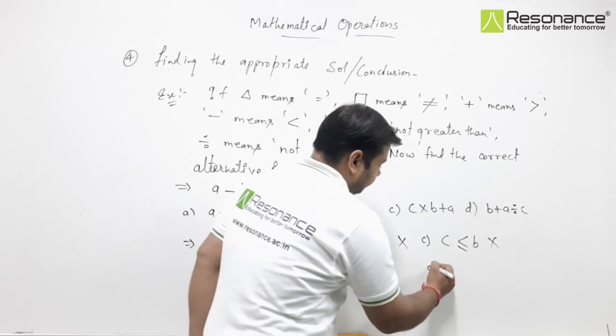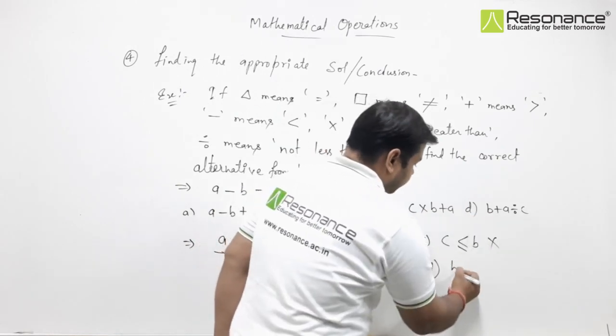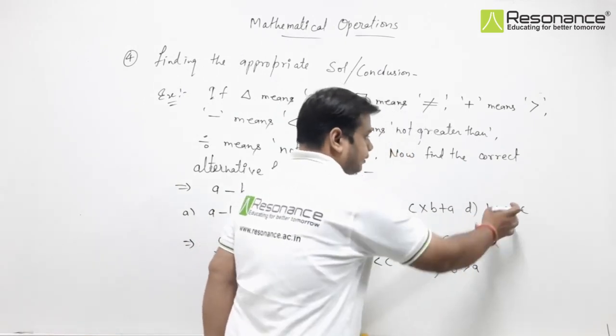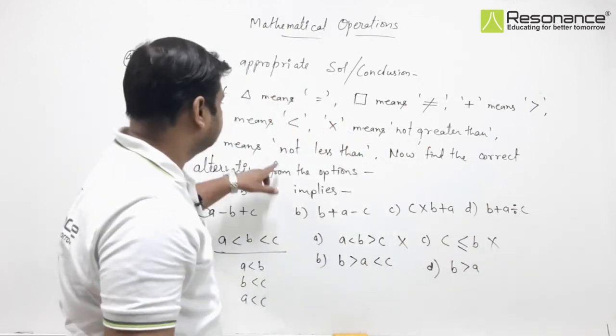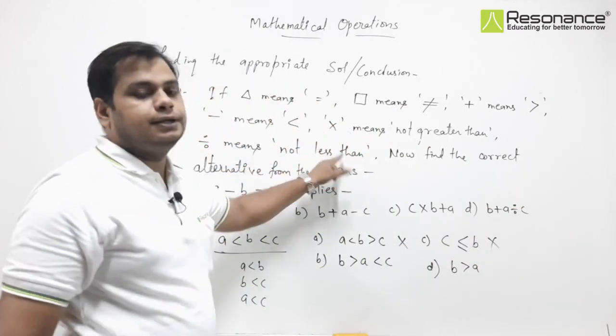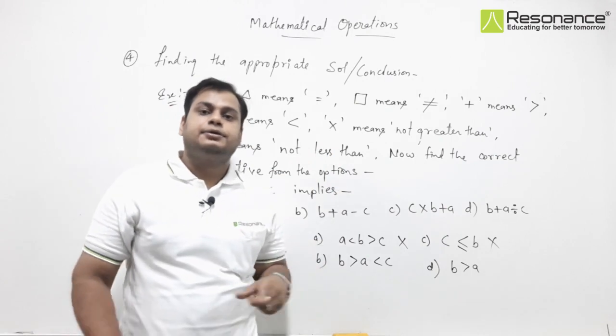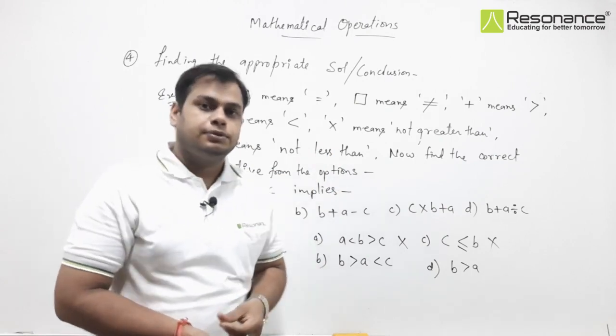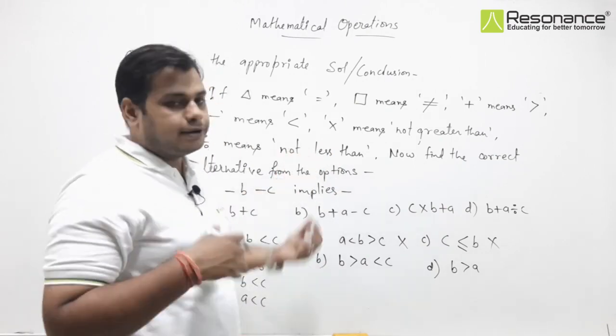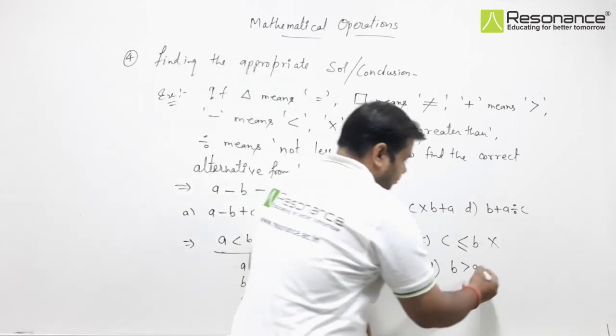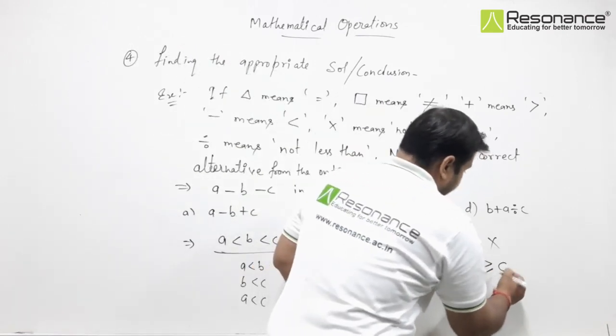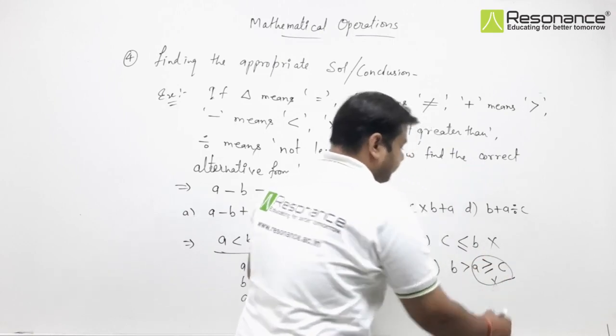In option D, B is greater than A. This is correct. Divide means not less than, and not less than means greater than or equal to. So A is greater than or equal to C. This is also not possible.